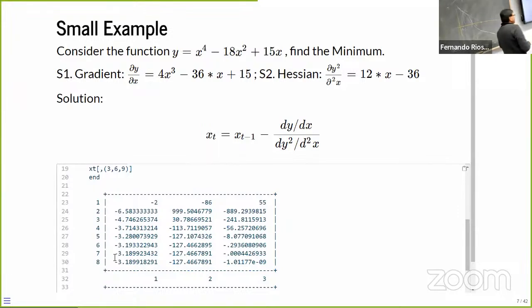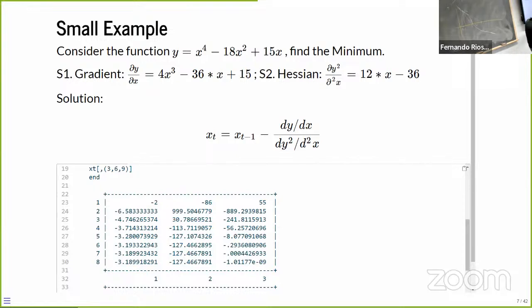So for the first model, I start with a guess of -2. My derivative says -86, and my Hessian says 55. So this is -86, and it's telling me to move in that direction. So I go even further to -6.99. I went too far probably. So I need to go back again in the direction. I go back, and I converge to around 3.19.